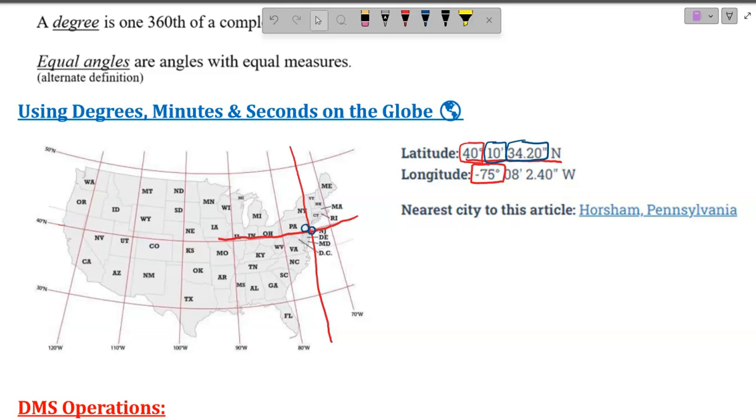And so we will be using them in geometry, and I'm going to take you through in these next few minutes to show you how to do some operations with them, like addition, subtraction, multiplication, and division, and also how to convert back and forth from a decimal notation to this degrees, minutes, and seconds notation.